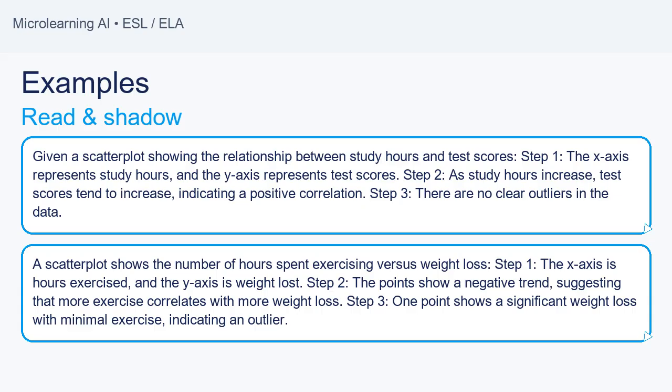A scatterplot shows the number of hours spent exercising versus weight loss. Step 1. The x-axis is hours exercised and the y-axis is weight lost. Step 2. The points show a negative trend, suggesting that more exercise correlates with more weight loss. Step 3. One point shows a significant weight loss with minimal exercise, indicating an outlier.